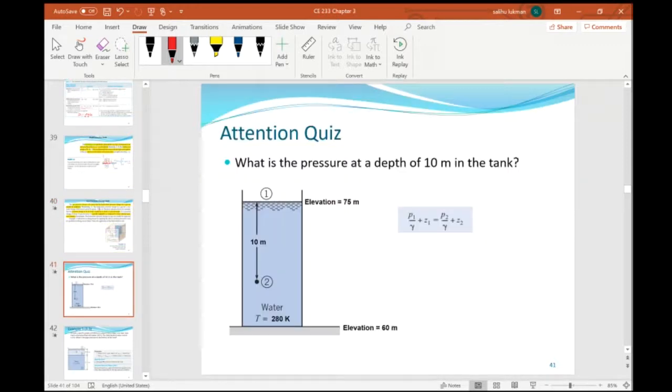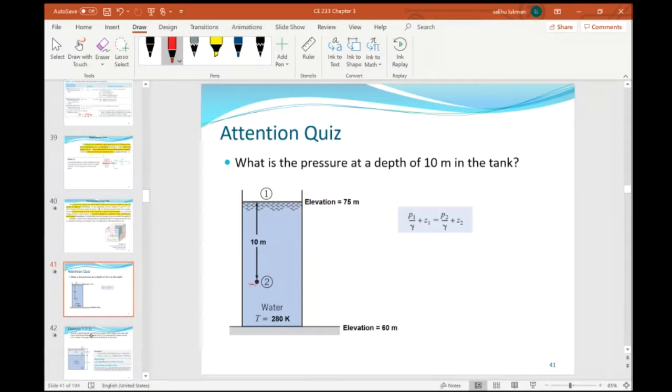Now, attention quiz. What is the pressure at a depth of 10 meters in the tank? What is the pressure at a depth of 10 meters in the tank? So this is the elevation 75, 10 meters into the tank, points 1 and 2. So we want to find the pressure here. At this point, what is going to be the pressure?